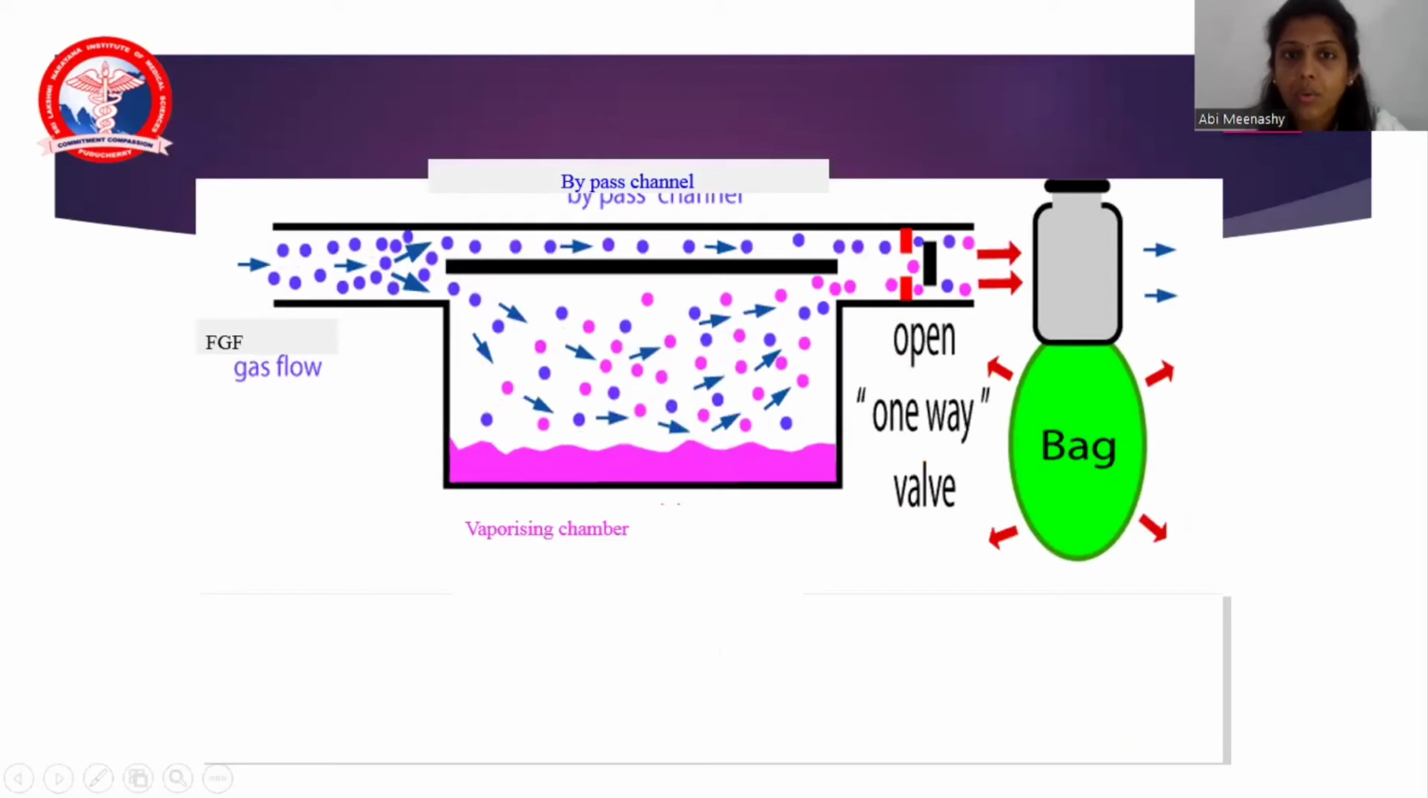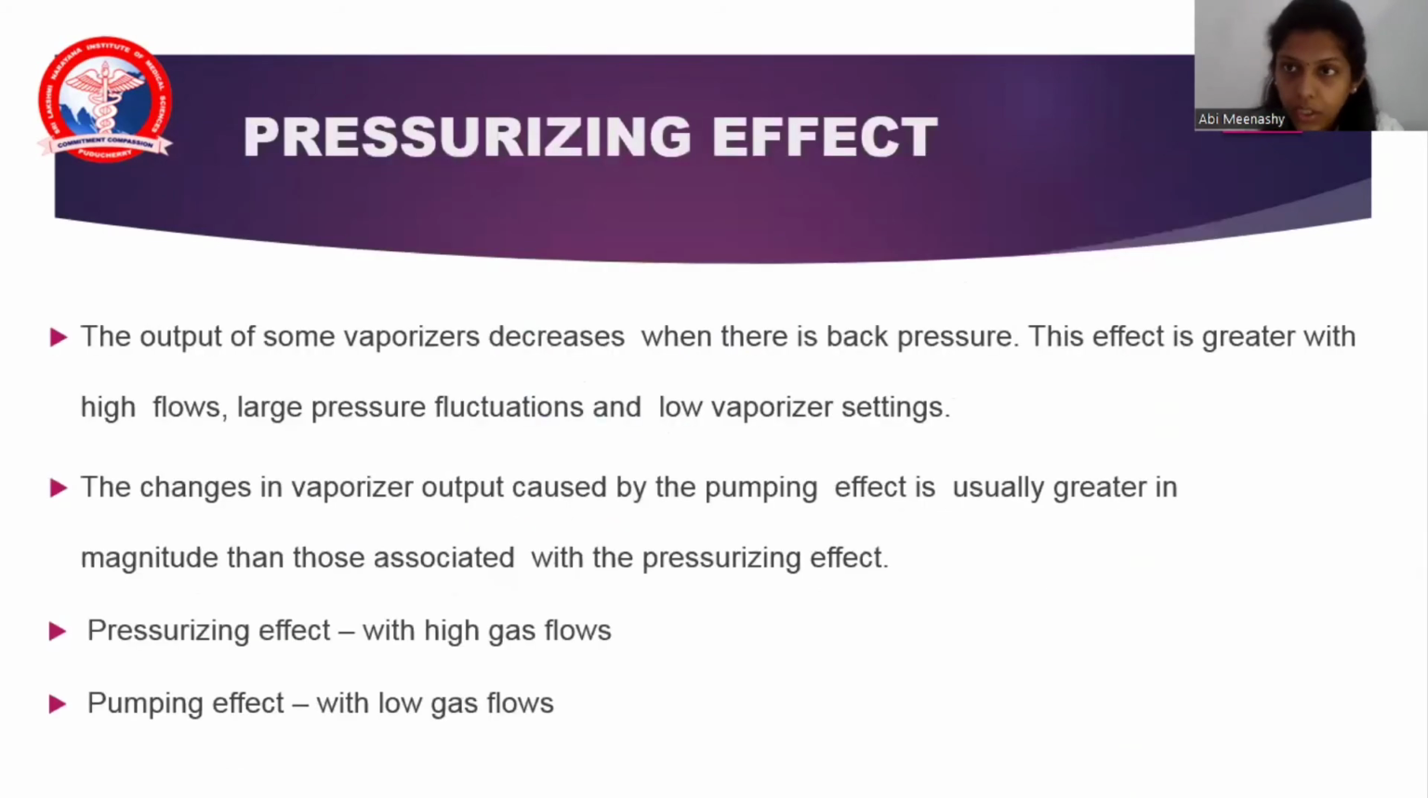Okay. How to stop this gas from going back to the vaporizer? Here you can use a one-way valve. Actually, all modern vaporizers have this one-way valve in order to prevent the gas that leaves the chamber from coming back. We don't want it to come back.